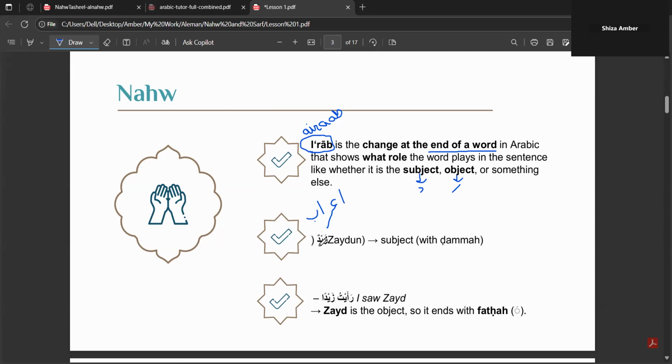The ending of the word is very significant because whatever haraka is present on the ending of the word will determine whether that word is a subject or an object. So again, if we revisit the concept, Zaidun, this dal has a dhamma on it. So the dhamma will indicate that it's the subject. But if the same word ends with a fatha, then that will mean I am talking about an object. Is it making sense?